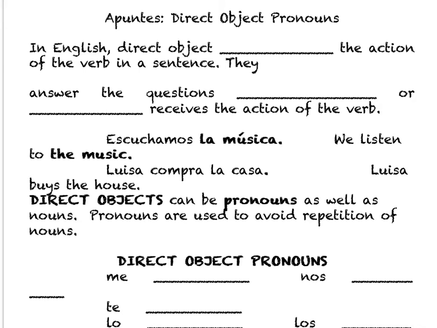In English, direct objects receive the action of the verb in a sentence. They answer the questions what or who receives the action of the verb. So, in order to find the direct object noun, we have to ask ourselves that question.